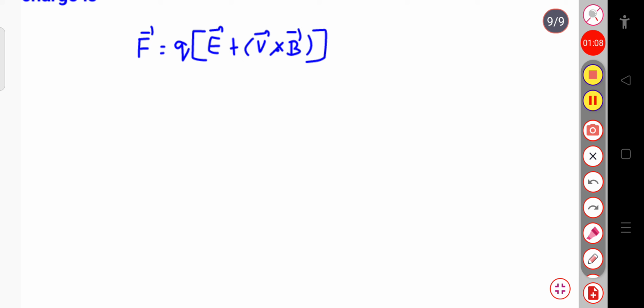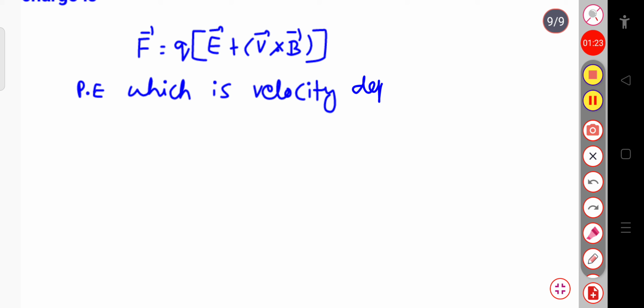Now the potential energy, which is velocity dependent. Here we can write the potential energy, suppose U, equal to Q phi minus Q A dot V. So here, Q phi minus Q A dot V.